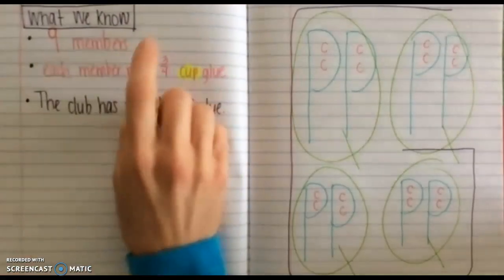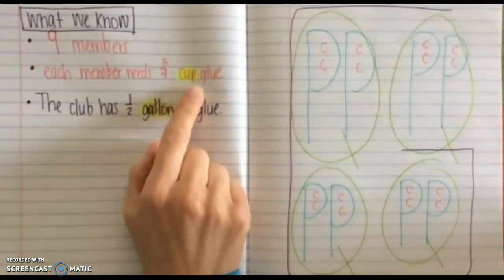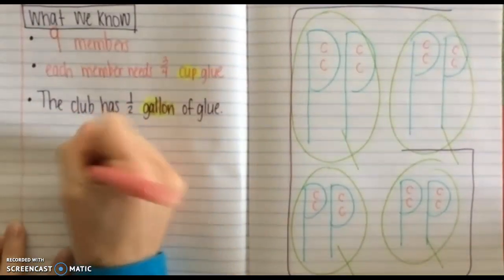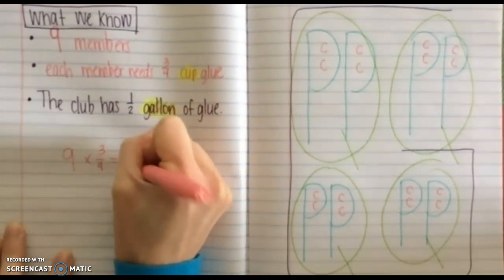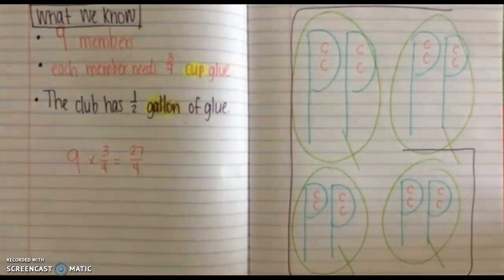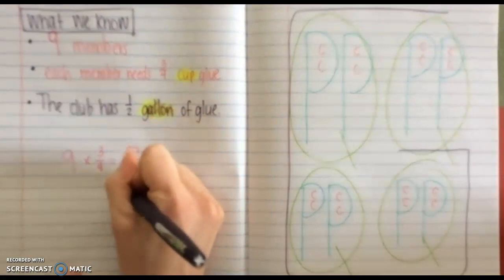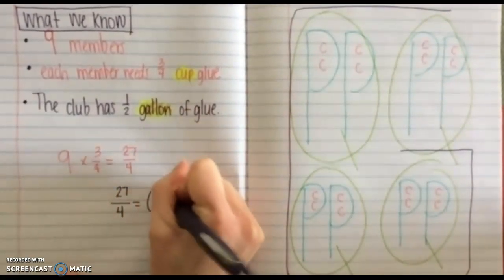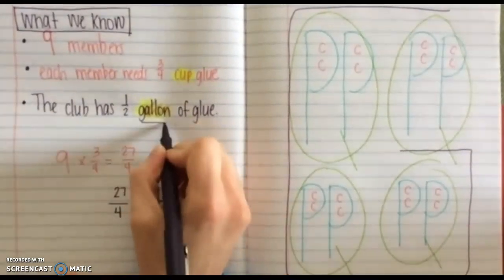So what we know is that the club has 9 members and each member needs 3/4 of a cup of glue. So if we multiply 9 times 3/4, we get 27/4, but that's a little bit more difficult to understand than if we turn it into a mixed number. So 27/4 is the same thing as 27 divided by 4, which equals 6 3/4 cups. But they're asking us about gallons.